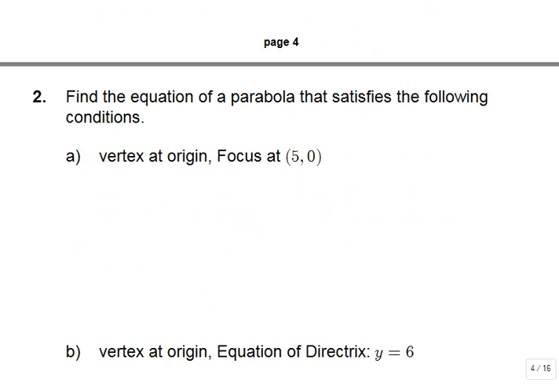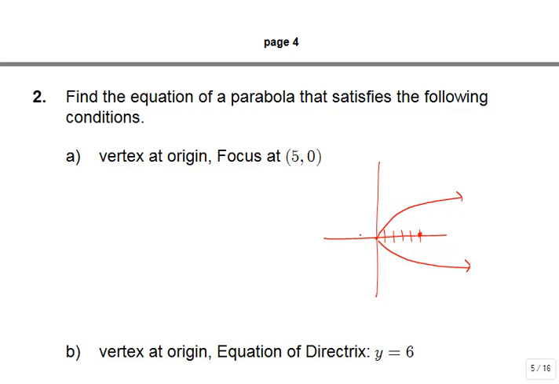Find the equation of a parabola that satisfies the following conditions. We want the vertex at the origin, and we want the focus at 5, 0. So let's visualize what this would have to look like. If the focus is at 5, 0, that's along the x-axis. So the only way that can be on the inside of our parabola is if our parabola is pointing to the right. So we're talking about a sideways parabola with its vertex at the origin.